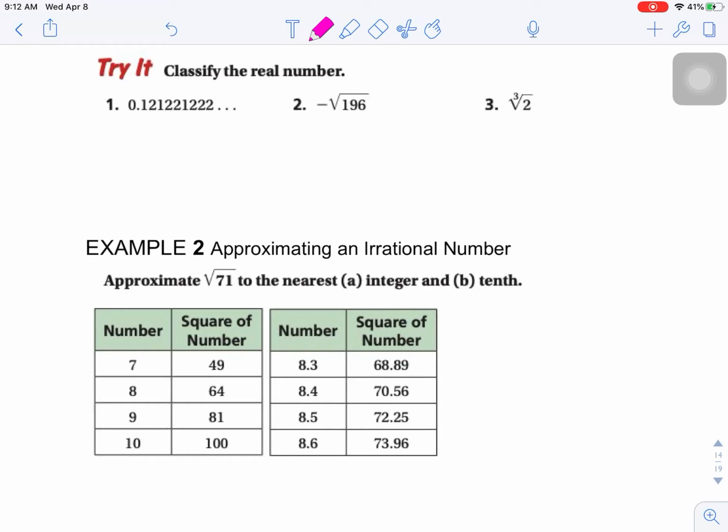All right, so if we were looking at the first one, this decimal continues on. It's not terminating, and our pattern is not repeating, because it goes 1, 2, then 2 2s, then 3 2s. So we don't have a pattern that's repeating, so this would be irrational.